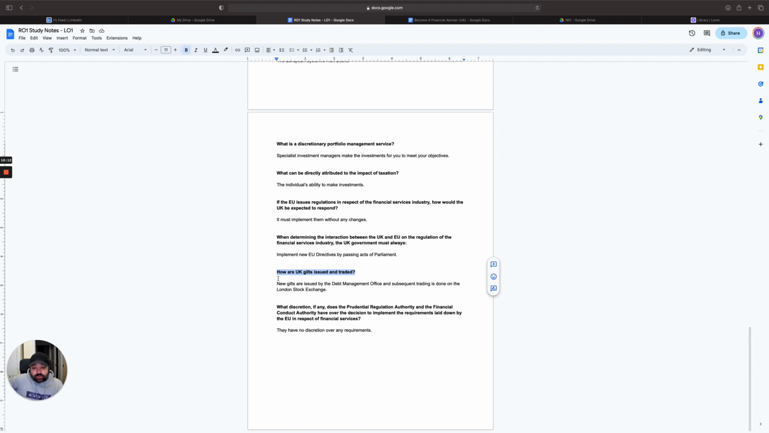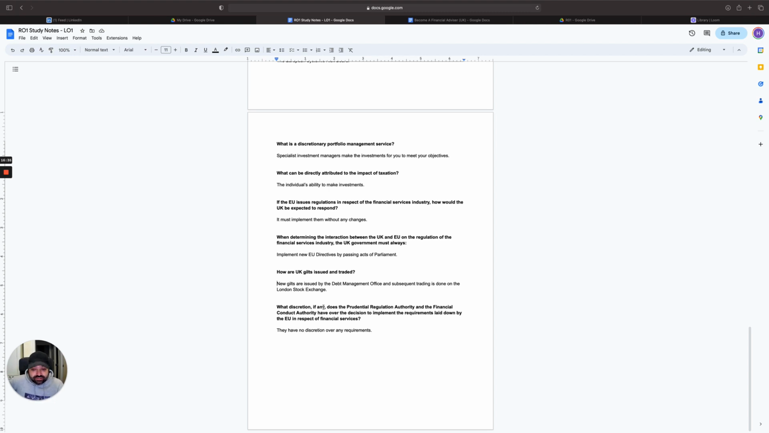So, how are UK gilts issued and traded? I got this the wrong way around. I thought new gilts are issued by the Debt Management Office, and subsequent trading is done on the London Stock Exchange. I thought they were issued on the stock exchange, but it doesn't make sense. But it was my first time having a guess at it, basically.